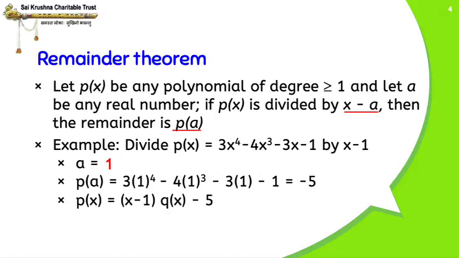We replace x by 1 in the polynomial, and if we compute it, we get the value minus 5. We can also write the polynomial as p of x equals x minus 1 times q of x minus 5 for some polynomial q of x, where q of x is the quotient. Minus 5 is the remainder. We don't know what q of x is, but we don't need to know it to find the remainder.